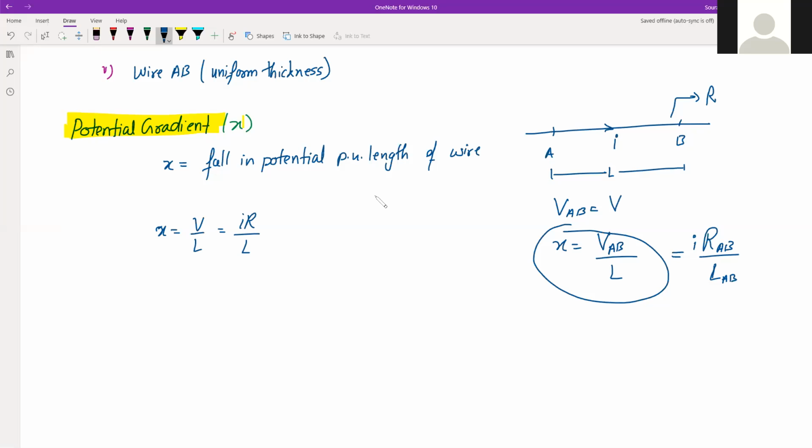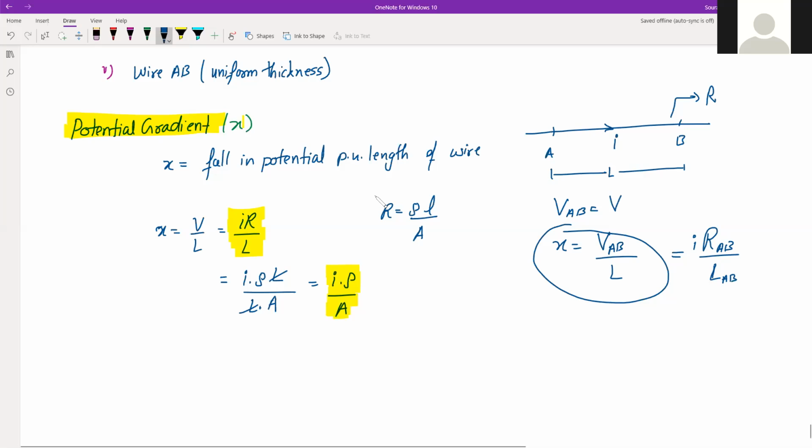And this R is equal to rho L over A. So this can also be written as I, instead of R, I can write rho L divided by L into A, so that these two cancel and I get I into rho divided by A. So even this is potential gradient, even this is potential gradient.